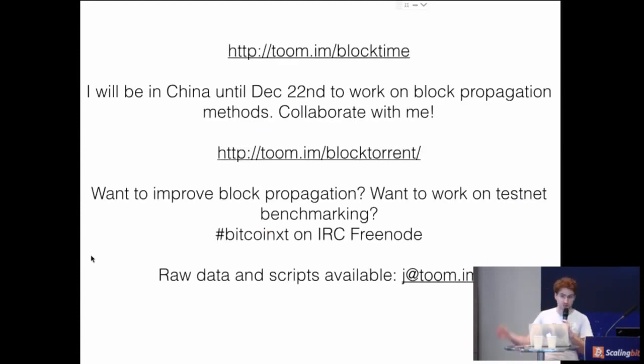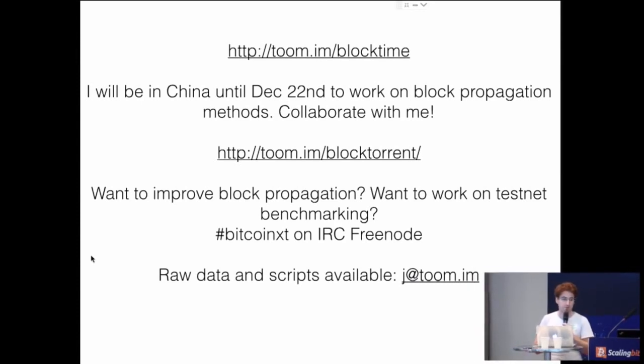I'll be around in China for the next 20 days or so. If anybody wants to collaborate with me, I'm happy to do so. I will also be working on implementing BlockTorrent over the next couple of weeks. Work with me.